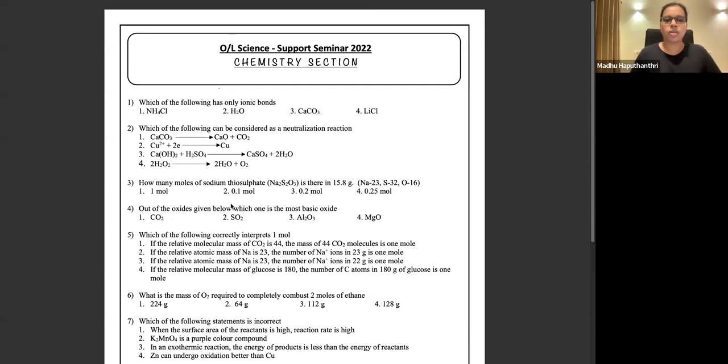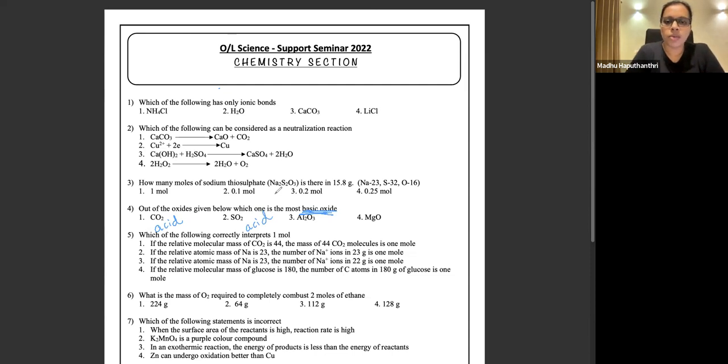So there I am asking, out of the oxides given below, which one is the most basic oxide? I'm asking for the basic oxide. All right. So carbon dioxide, that is an acidic oxide, right? Sometimes you might have heard, because of CO2, the normal rain, not the acid rain, is a little bit acidic. That is due to the dissolution of CO2 in rainwater. So CO2 is an acidic oxide. SO2 is also an acidic oxide.